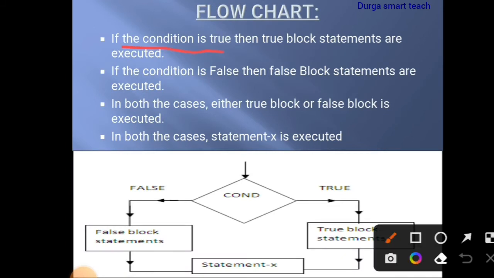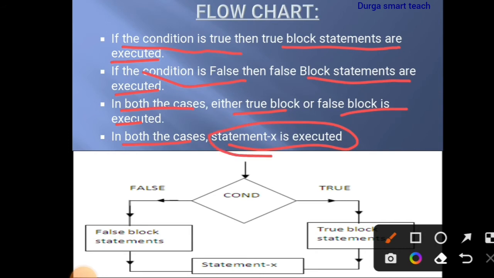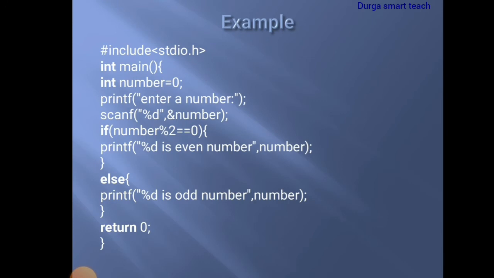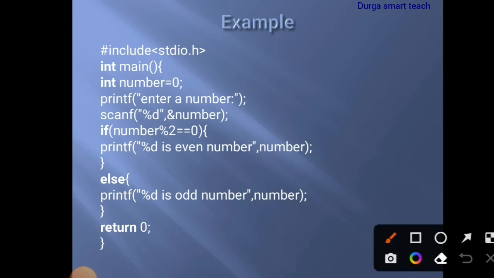If the condition is true, then true block statements are executed. If the condition is false, false block statements are executed. In both cases, either the true block or the false block is executed, and in both cases normal statements are executed. That is if else. Let's see the example. It is the extension of the simple if statement example.